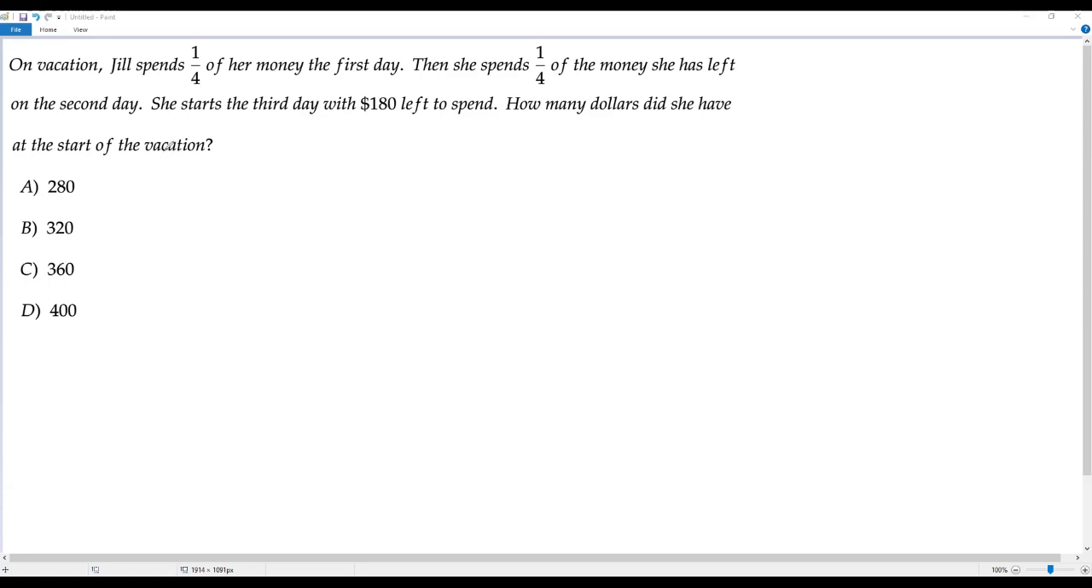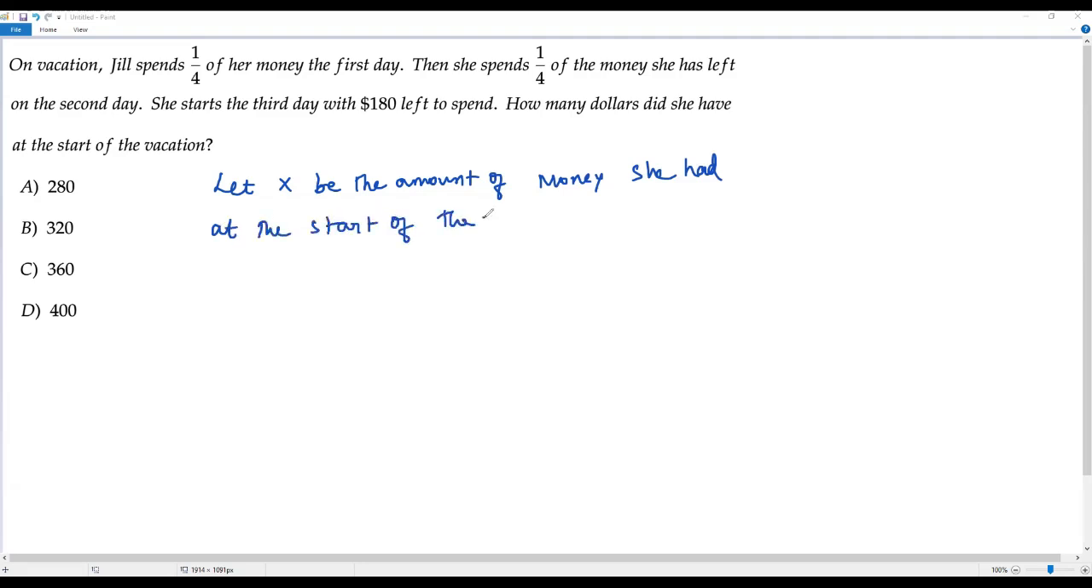Okay, according to the question, we have to find the amount of money in dollars she had at the start of vacation. So let me assume x be the amount of money in dollars. Let me write it over here: amount of money she had at the start of the vacation. Okay, let me finish writing.